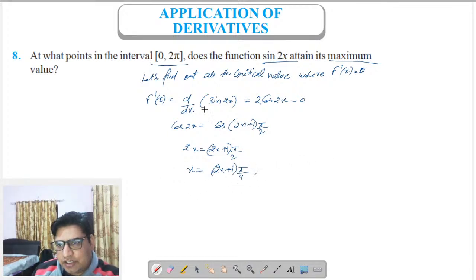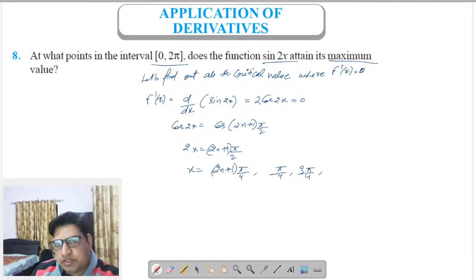For n is equal to 0, it will be pi by 4, so x will be equal to pi by 4. For n is equal to 1, it will be 3 pi by 4, right, and for n is equal to 2, it will be 5 pi by 4. So 5 pi by 4 will be actually greater than 2 pi, so we'll have the values pi by 4 and 3 pi by 4. These two values will be in the interval.